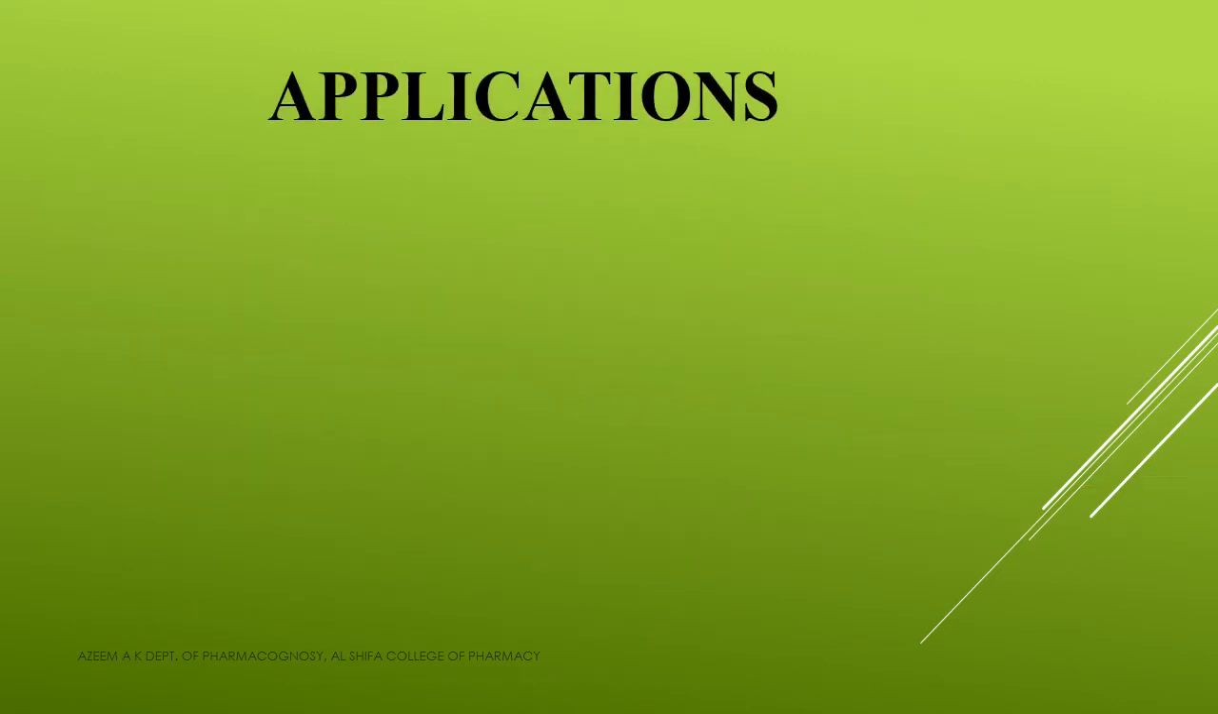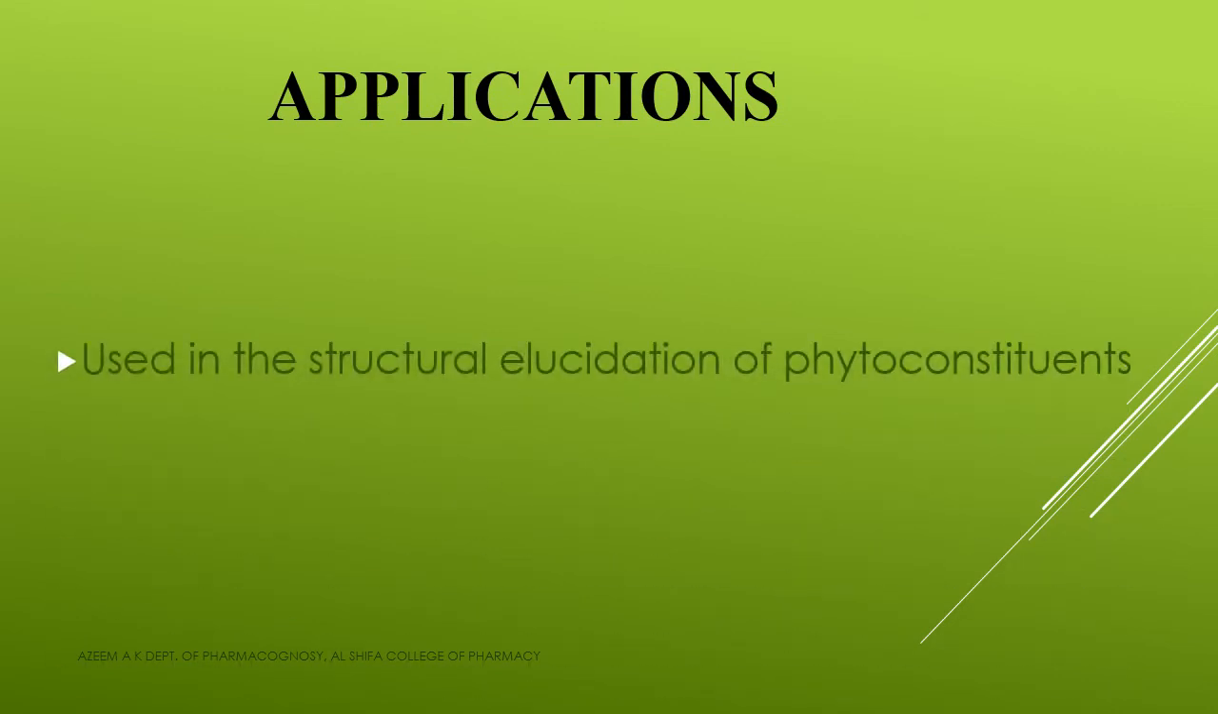And now we can see the next part of mass spectrophotometry, that is the applications. So the first application is that it is mainly used in the structural elucidation of phytoconstituents along with other spectral techniques. I already told you earlier that when you write structural elucidation, you must also include the words along with other techniques there. Clear? So it is used in the structural elucidation of phytoconstituents along with other spectral techniques.